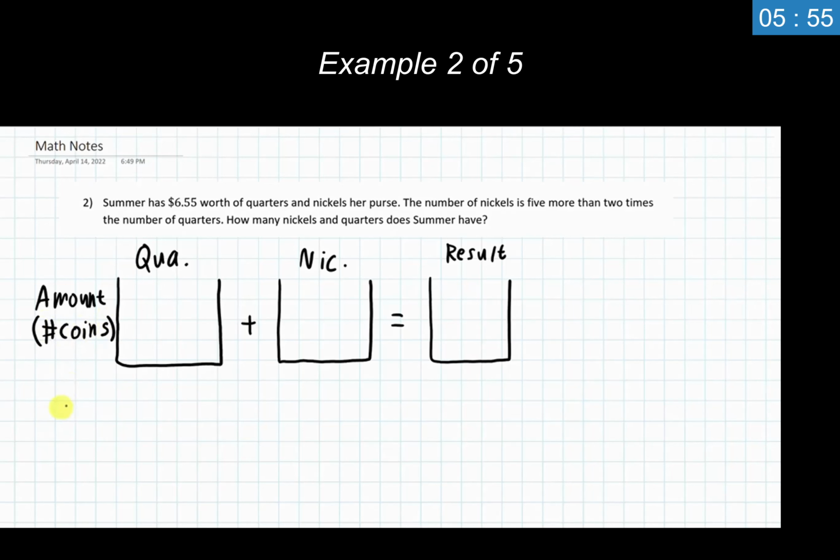Now below this, we need to also determine what is the value of each of these buckets as well. Well, this first bucket is representing quarters. So what's the value in dollars of a quarter, of a nickel, of my result that I have right here? So great, we have our 5 labels set up.